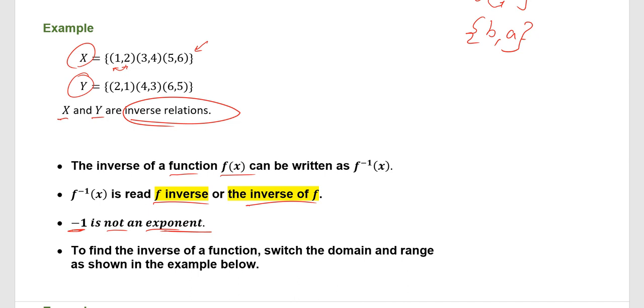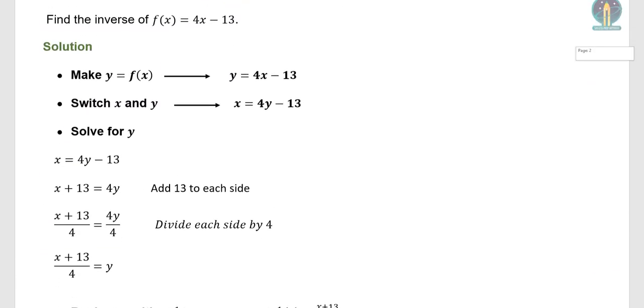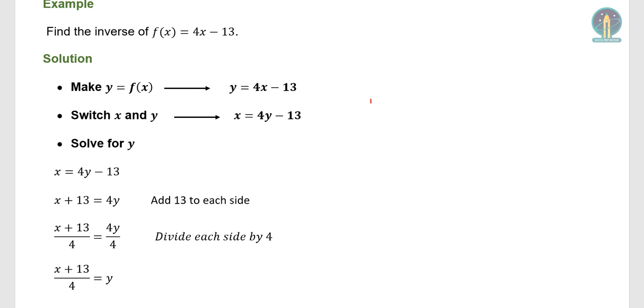To find the inverse of a function, switch the domain and range as shown in the example below. Let's look at this example. Find the inverse of f of x equals 4x minus 13. So make y equals f of x, just to simplify the manipulation. It's easier to manipulate with y than with f of x, so the equation now becomes y equals 4x minus 13. Now switch x and y.